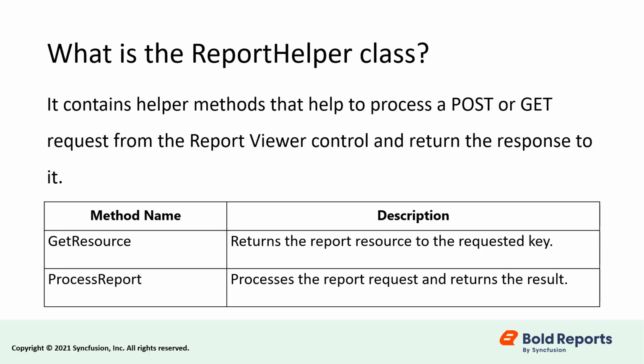The ReportHelper class contains helper methods that help to process a post or get request from the report viewer control and return the response to it. It has the following methods. The GetResource method is used to return the report resource to the requested key. The ProcessReport method is used to process the report request and returns the result.